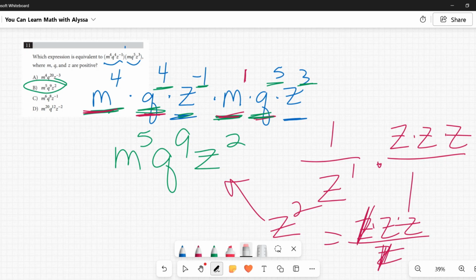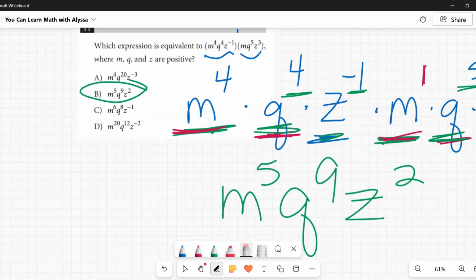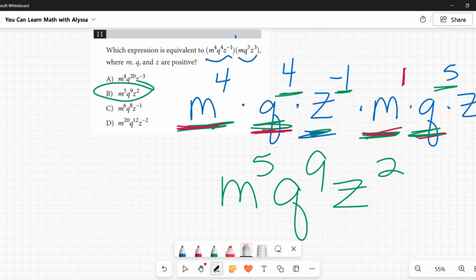I digress. I know that's a little more information than you were probably looking for, but if there's anyone out there that was wondering, wait, negative 1, I don't remember that, I want you to have that information and not have to go looking elsewhere, because that will show up in other things. But our final answer there, m to the 5th, q to the 9th, z squared, b is my answer.